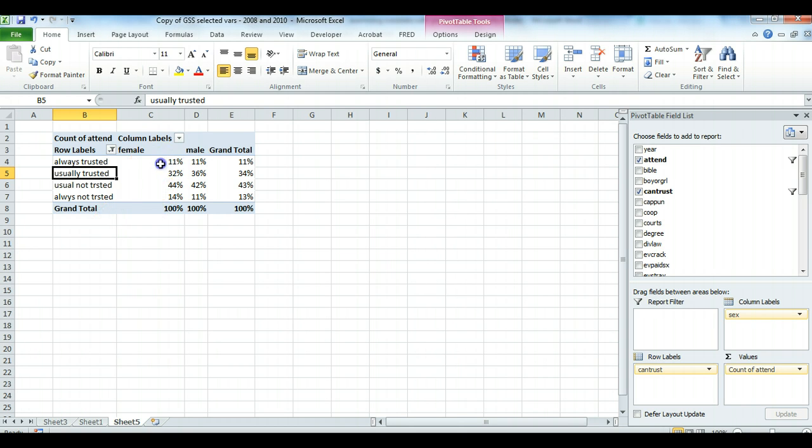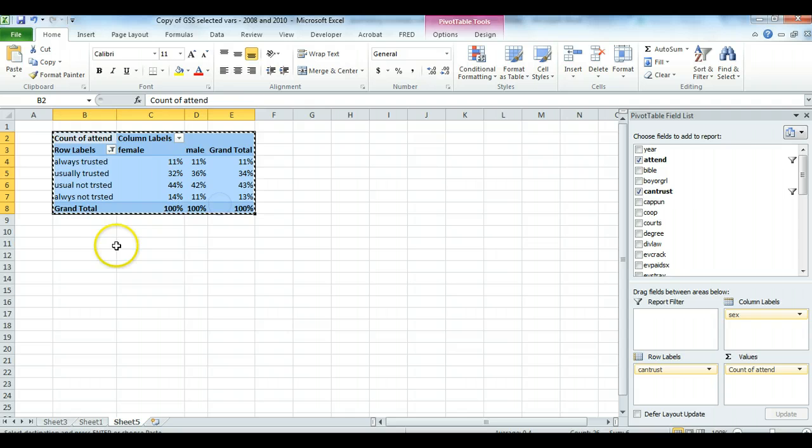Okay, now what do we see here? Well, from the looks of it, it looks like women are slightly less trusting than men, because women are more likely to say always not trusted versus men 11. On the other hand, the differences seem to be pretty small. For example, this is almost exactly the same here. It rounds up to 11%, exactly the same.